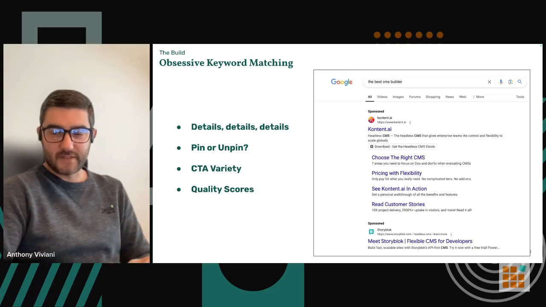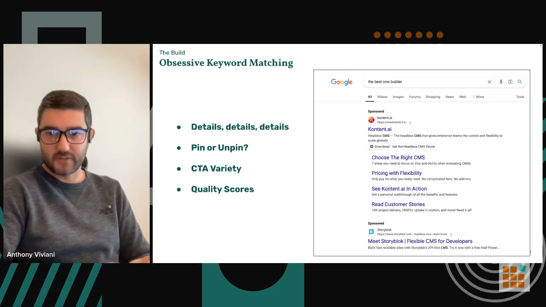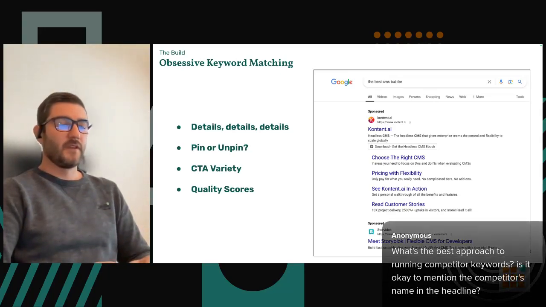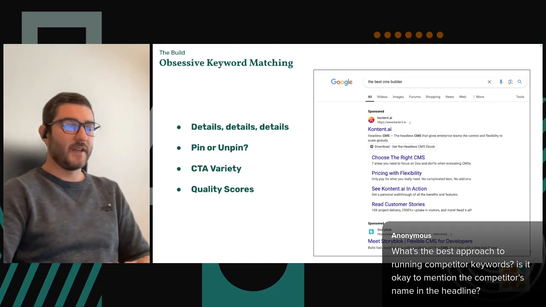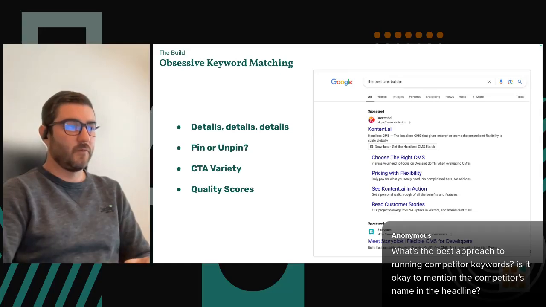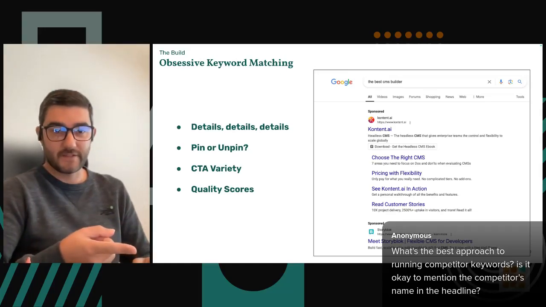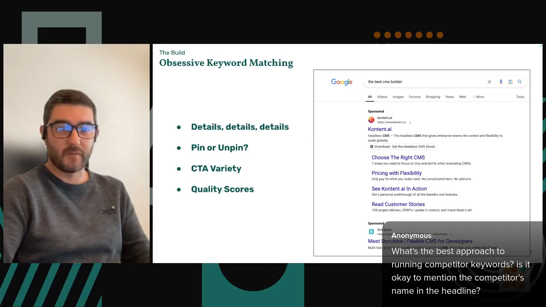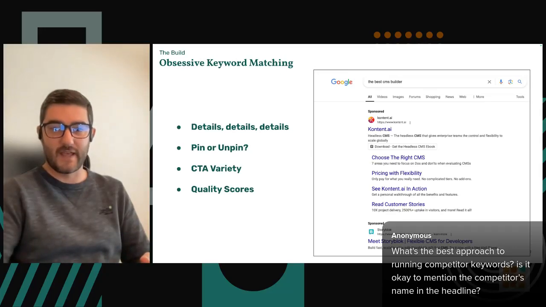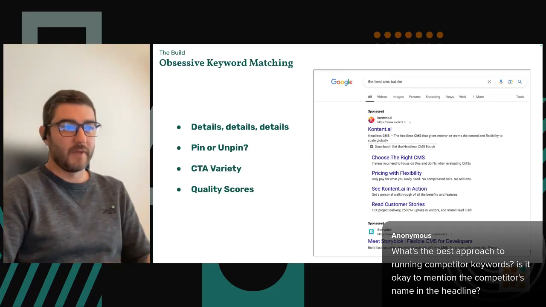So we've got a question here. What's the best approach to running competitor keywords? Is it okay to mention the competitor's name in the headline? In some cases, yes. I would say overall, no, because you could get flagged, right? If the name is trademarked or anything like that, or whoever's running the campaigns on the opposite side sees that and flags the ad. But I would not recommend mentioning the competitor's name in the ad.